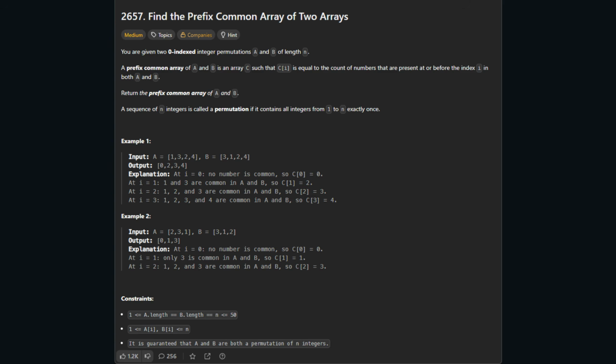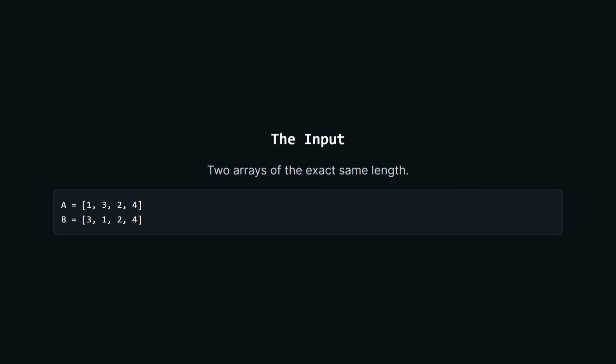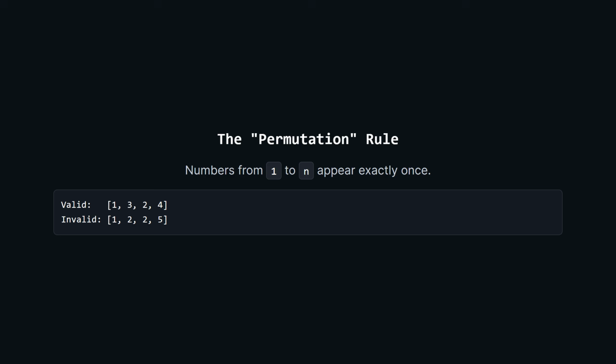Here is the problem page, but it is a little bit wordy, so let me break it down for you visually step by step. We are given two lists of numbers, let's just call them list A and list B, and they are both the exact same length. A super important rule here is that both lists are permutations, which just means if the list is length 4, it contains the numbers 1, 2, 3, and 4, exactly one time each.